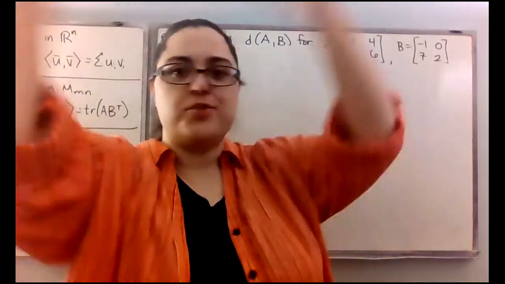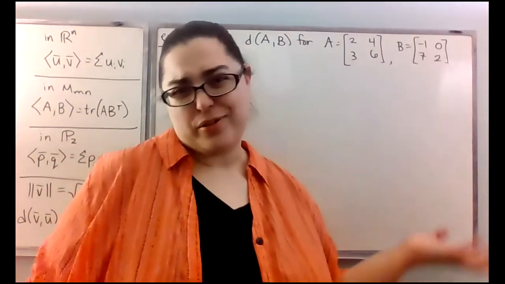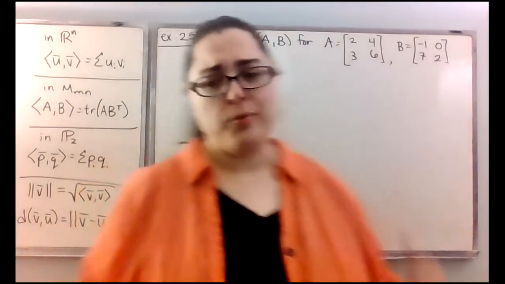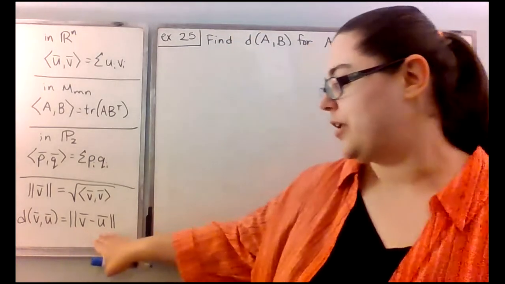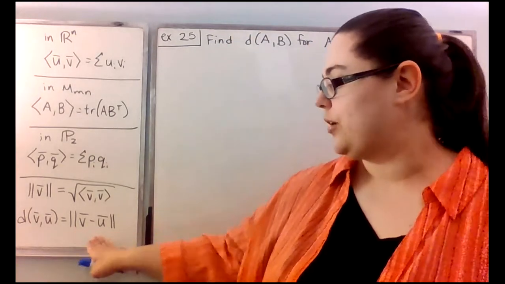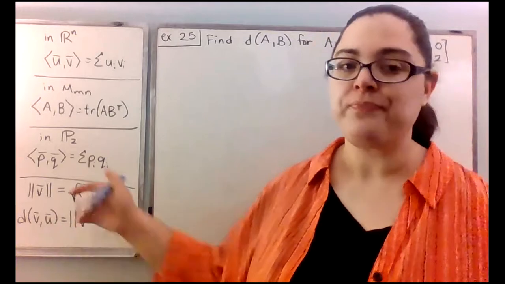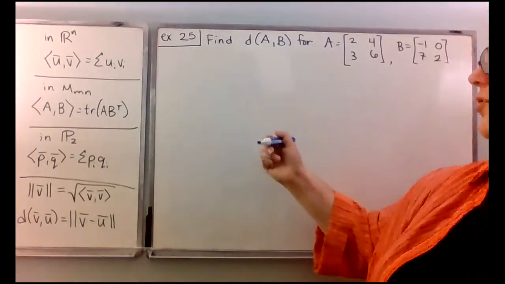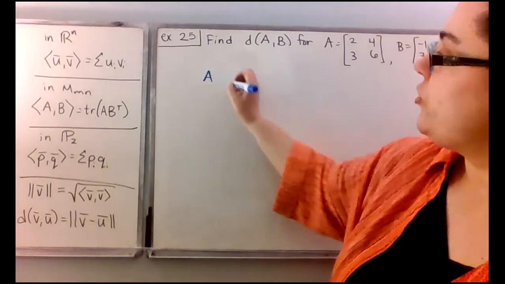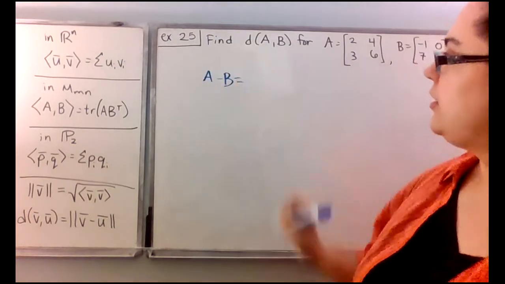We've got matrices floating around, that's our space. How do we find the distance between them? So if I look at our definition here, first we're going to need to subtract the two vectors, and then we're going to find the norm of those. So let's first subtract these two, and then we can find the norm. So we'll do A minus B.